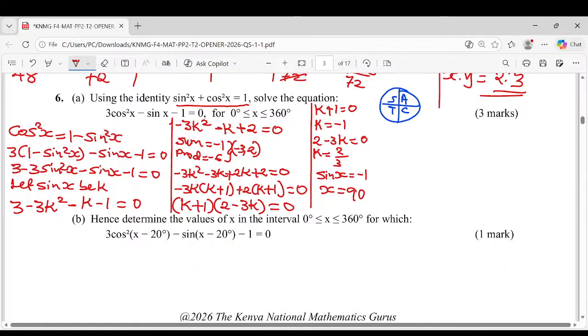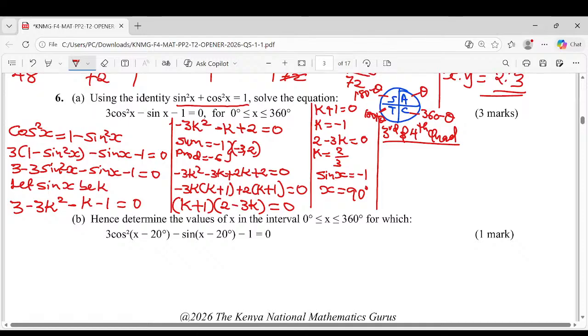After getting now the value of x is 90 degrees, we are now going to traverse the quadrants where sine is negative. Sine is negative in the third and fourth quadrants. Remember, this is theta. This is 180 minus theta. This one here is 180 plus theta. Then 360 minus theta. So if x is 90 degrees, we are going only to consider where sine is negative in this particular case.